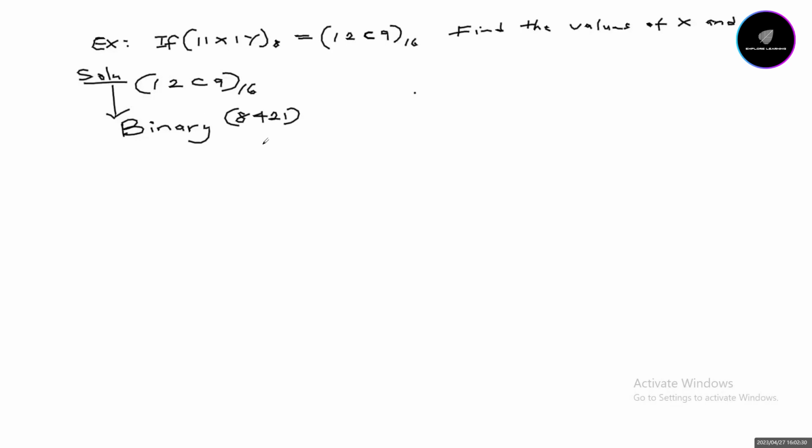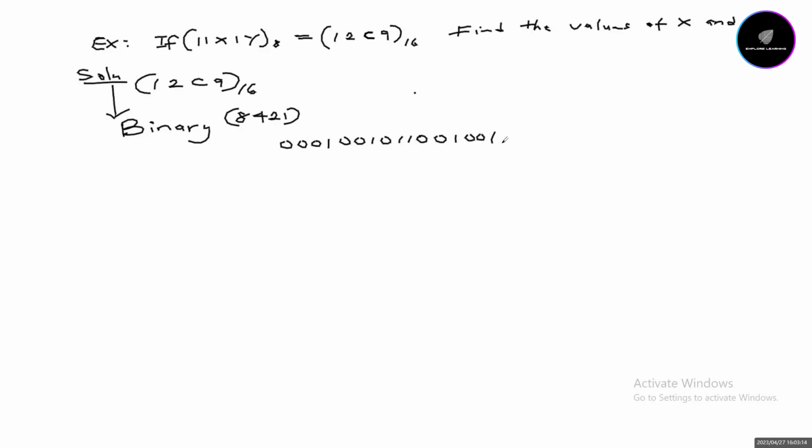All right. So for 1, it's going to be 0001. For 2, we're going to have 0010. For C, which represents 12, that will be 1100, and then 9 is 1001.